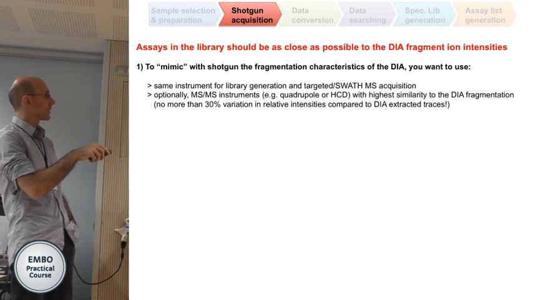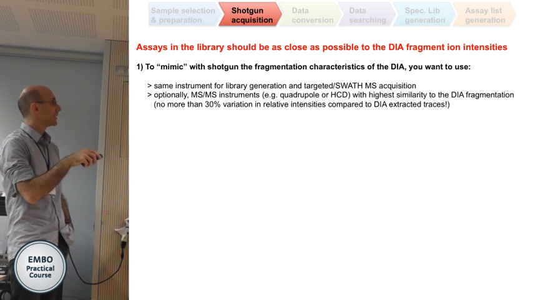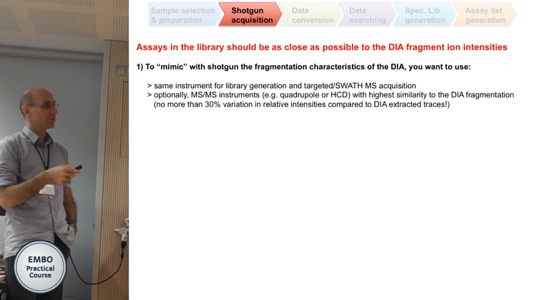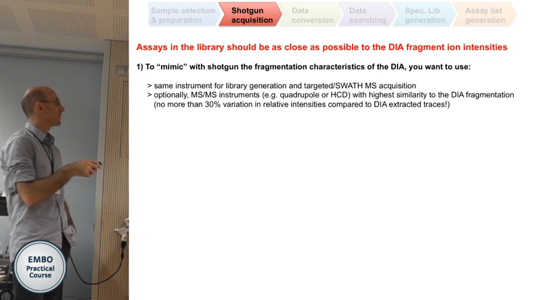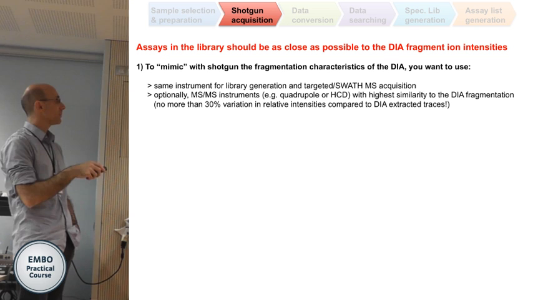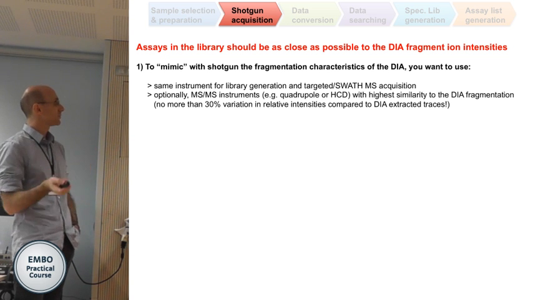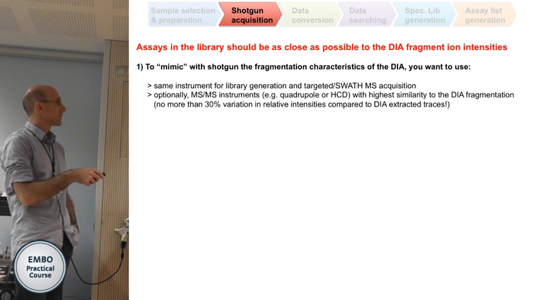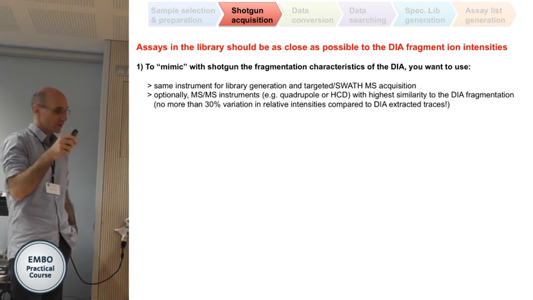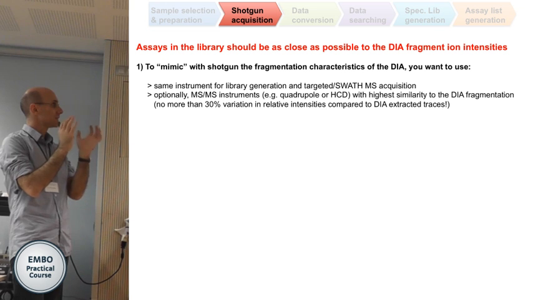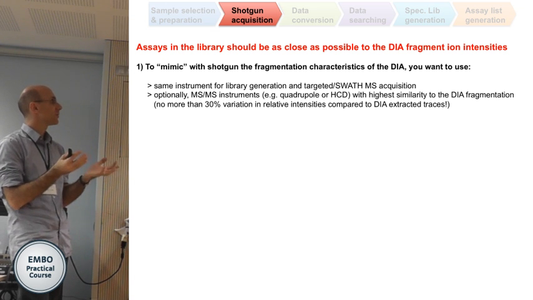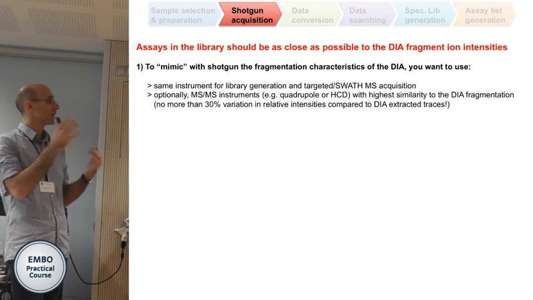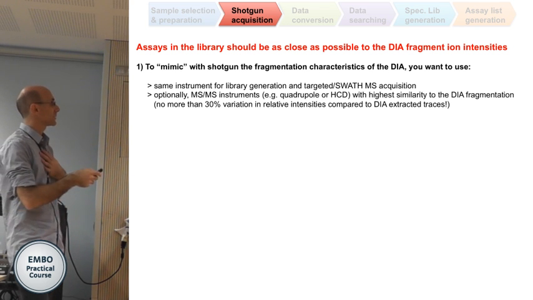For this, we strongly recommend using, if you can, the same instrument for library generation and for targeted proteomics. Sometimes, if you're lucky and you have, for example, a Q-trap, you can build a library and use it as a triple quadrupole to do SRM. It's better to do it on the same machine because, due to the collision cell geometry, you get fragmentation patterns as close as possible in your shotgun library and in your targeted proteomics measurements.